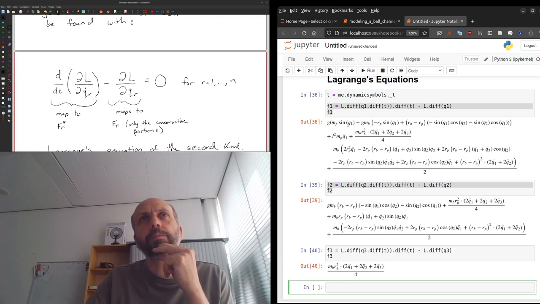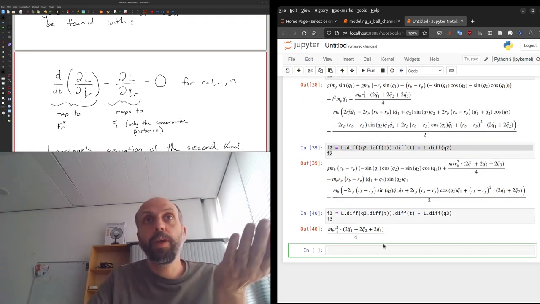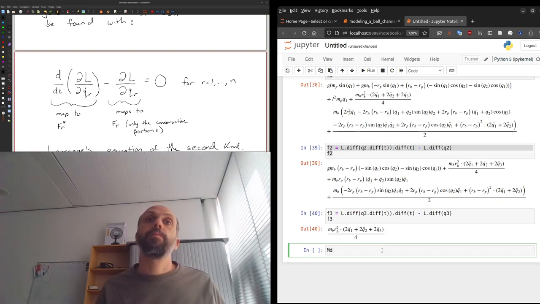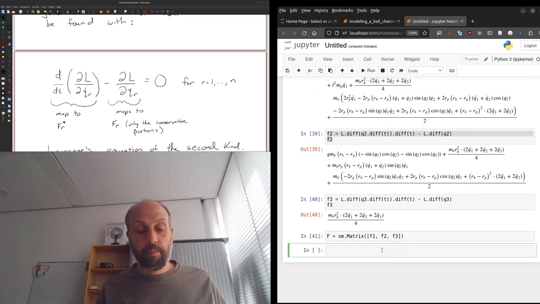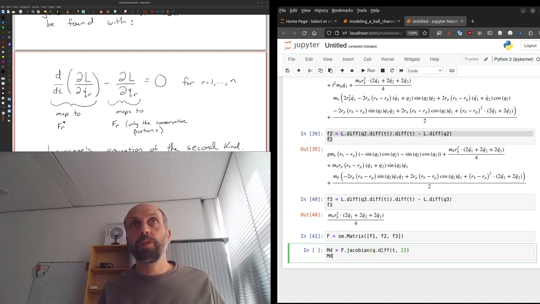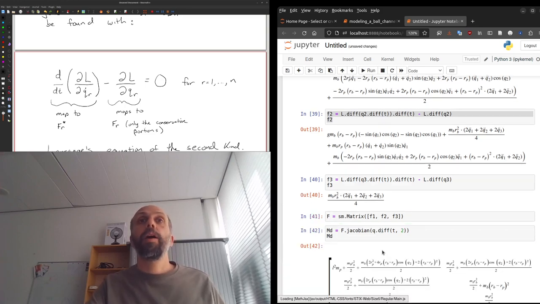Well, recall that we've got the q double dots that are all present. The equations of motion are linear in the q double dots, the accelerations, so we can extract our M and G. First, let's create F, which holds all those equations in a column vector: F1, F2, F3. Then if I take the Jacobian of F with respect to all of the q double dots, the second derivative of q, I should extract all of the linear coefficients of the q double dot terms. So here's our mass matrix.